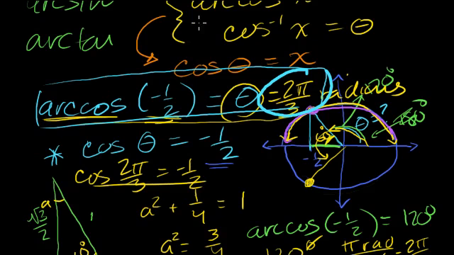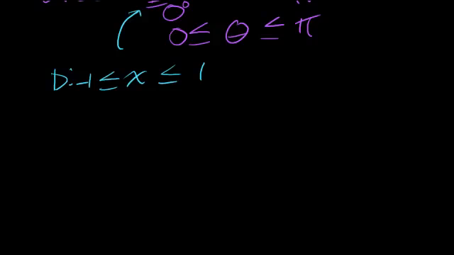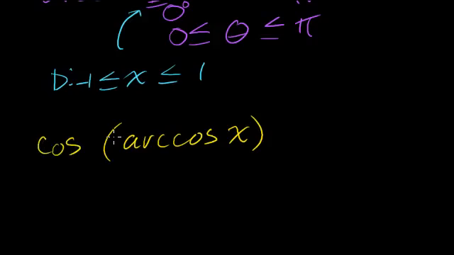So hopefully, and actually let me just finish this up with an interesting question. And this applies to all of them. If I were to ask you, say I were to take the arc cosine of x, and then I were to take the cosine of that, what is this going to be equal to?